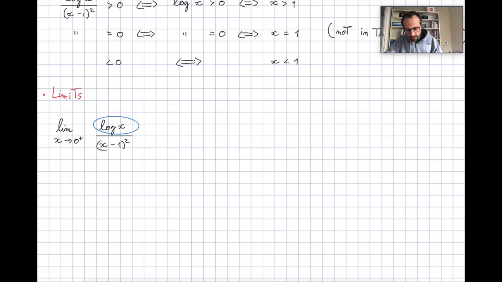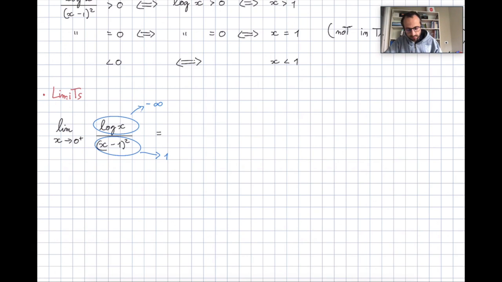The log at 0 goes to minus infinity. So that's easy. And the denominator is easy too, because I have x minus 1. When x goes to 0, this goes to (minus 1) squared, and so this goes to 1. So this limit is very easy. Now you just use the rules of limits, and I have minus infinity over 1.